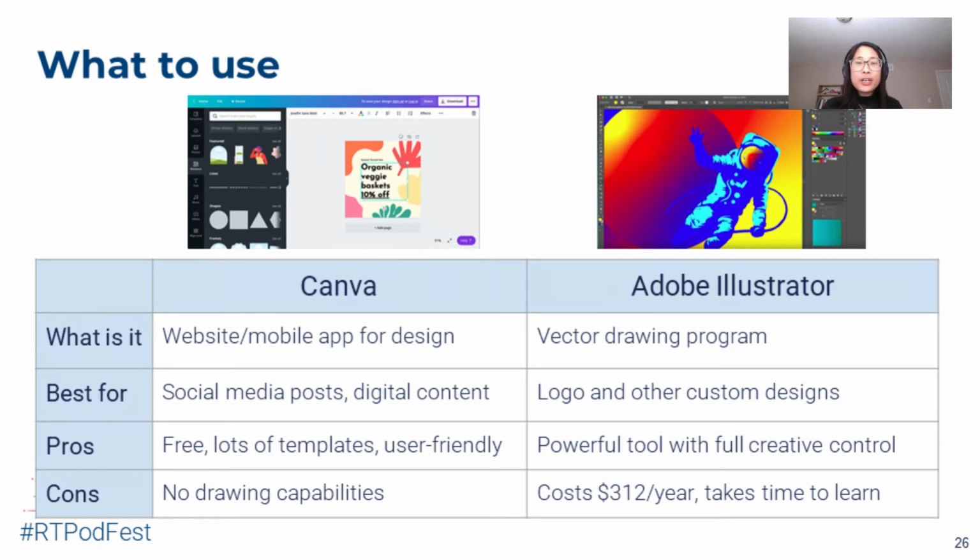But the con is there is no drawing capability. So if you're making your logo and you want to draw something, you shouldn't use Canva because you can't draw anything in it. For drawing, you're going to have to turn to some kind of drawing software.